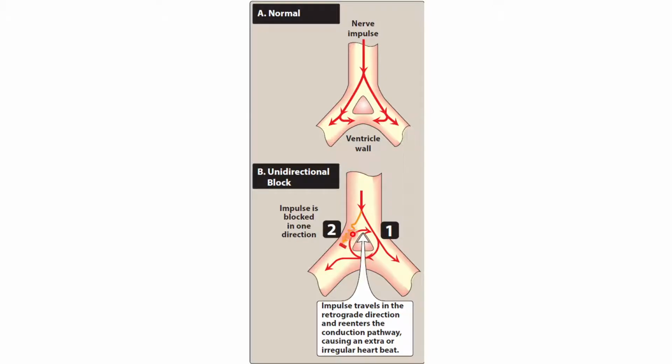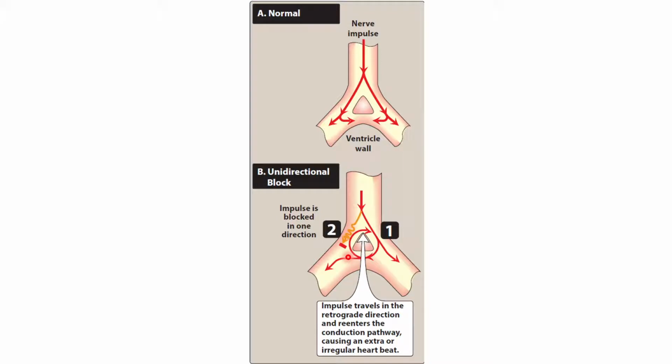Re-entry is a special type of conduction abnormality when the conduction will travel upside down. So it will travel from the opposite direction. Normally conduction goes from the atrium to the ventricle, so from the upper side of the heart to the down side. But when there is some block, for example here, then the conduction can travel in the opposite direction.